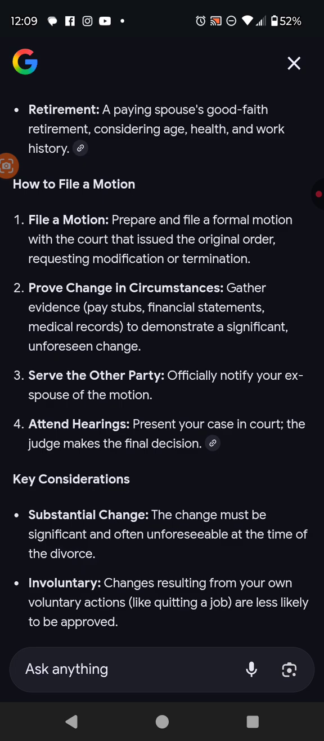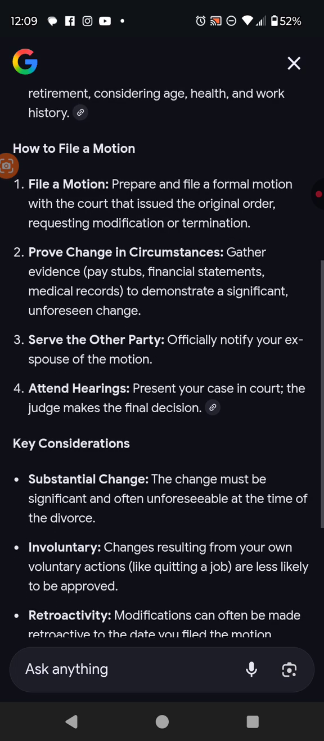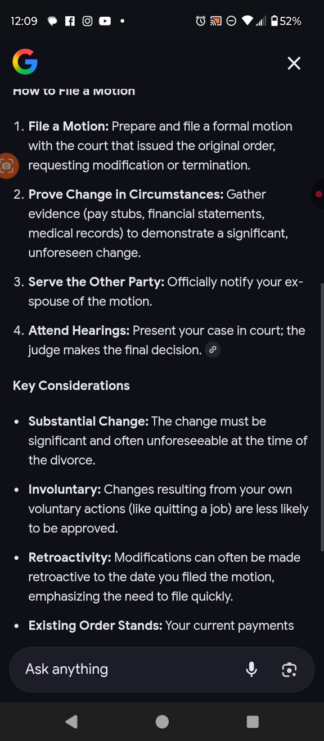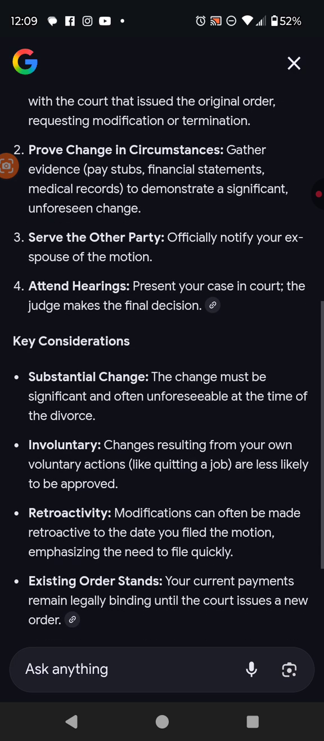Prove change in circumstances. Gather evidence, pay stubs, financial statements, medical records to demonstrate significant unforeseen change. Serve the other party officially. Notify your ex-spouse of the motion. You don't need an attorney for this, people. You don't. Just do it yourself. It's explaining it to you. I've explained it to numerous people. Attend the hearing, present your case in court. The judge makes the final decision.